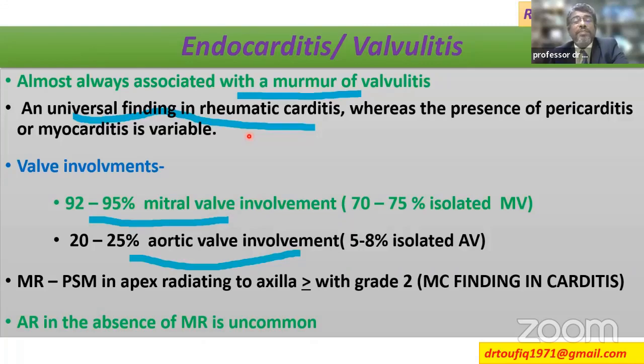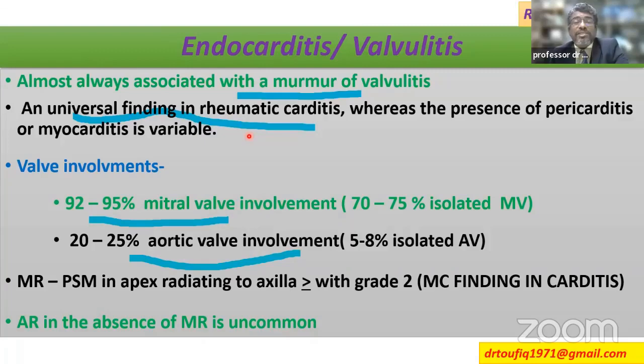Then if the cross-reaction is severe, myocarditis may develop. If the cross-reaction is more severe, then along with endocarditis and myocarditis, the patient may also have pericarditis. So endocardium, myocardium, and pericardium involvement may indicate that if three layers are involved, there is actually a severe cross-reaction.